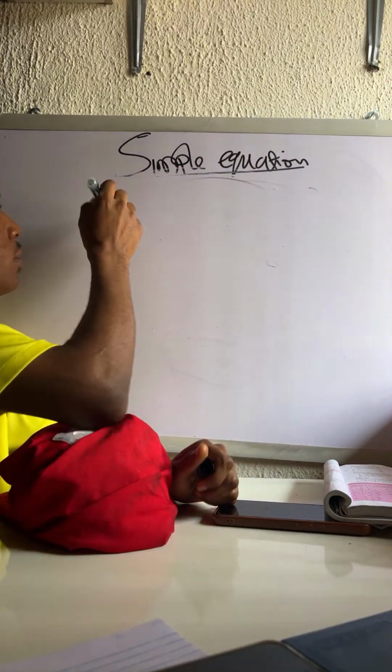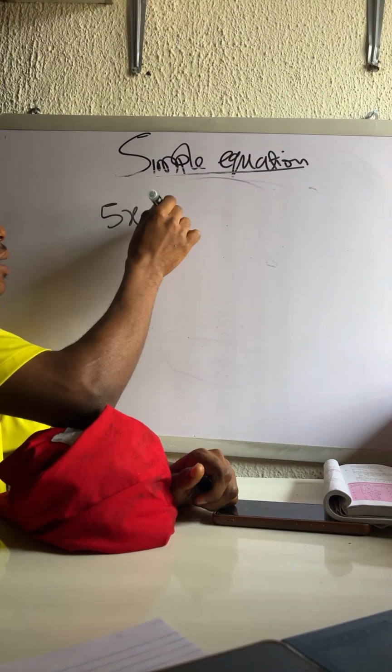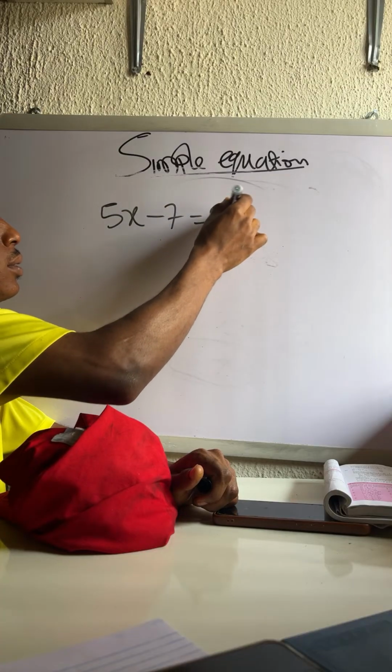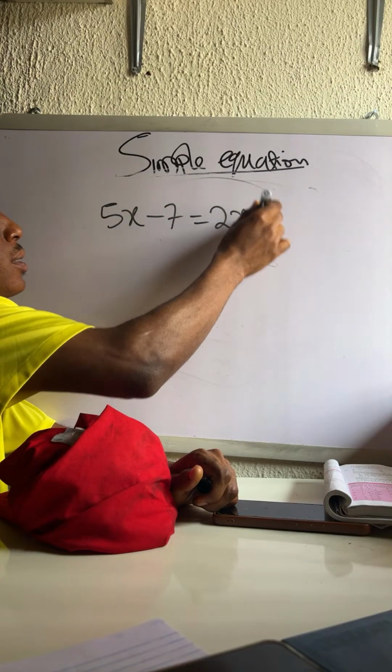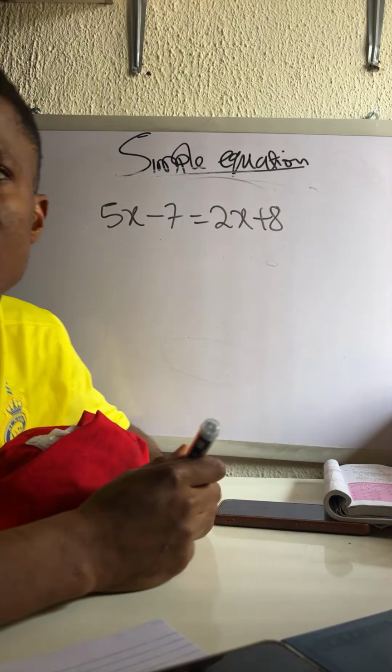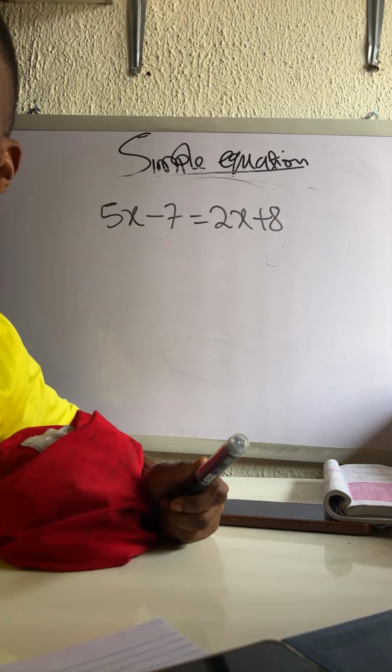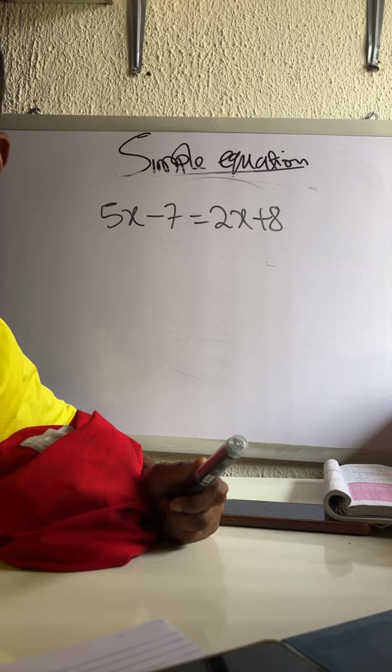Okay, let's look at this one. We have 5x minus 7 is equals to 2x plus 8. Okay? 5x minus 7 is equals to 2x plus 8. Let's look at it very well.